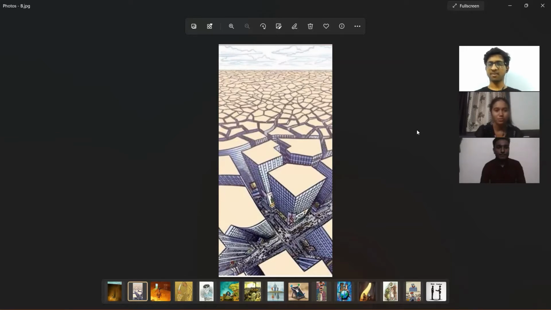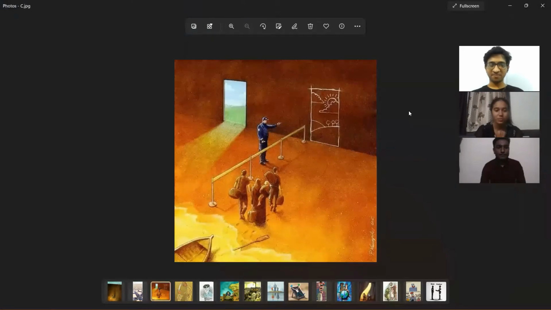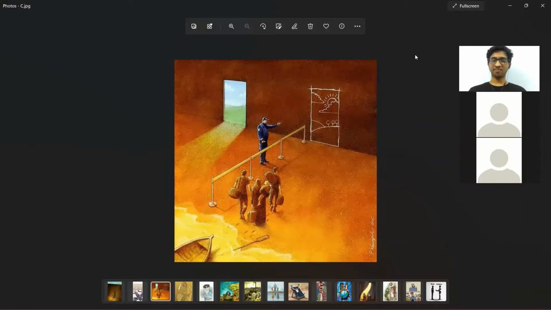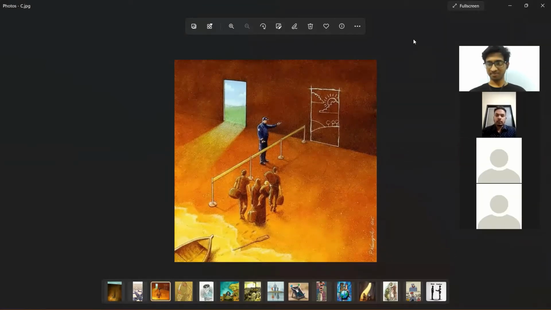Thank you. That was a great way of describing the image, Tejal. Next, I will show the C image and the next person will describe it. Yeah, you are visible, Omkar. You can go on.